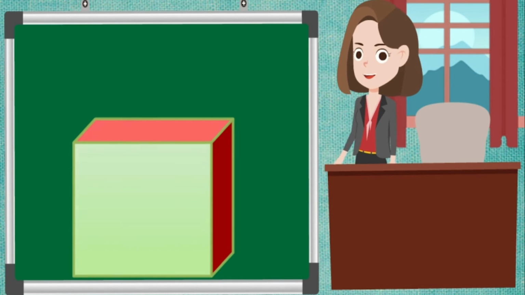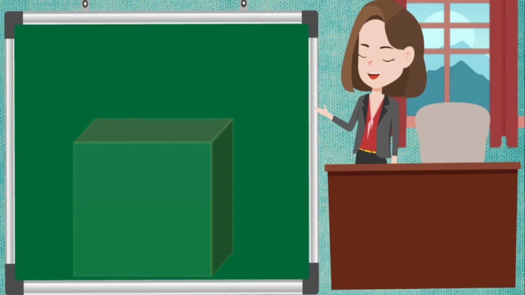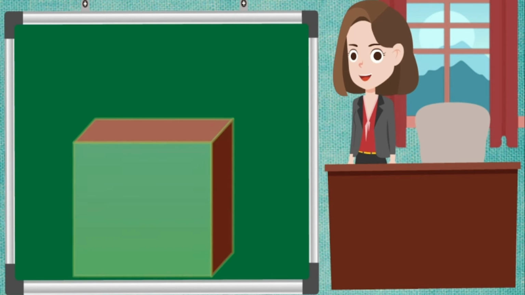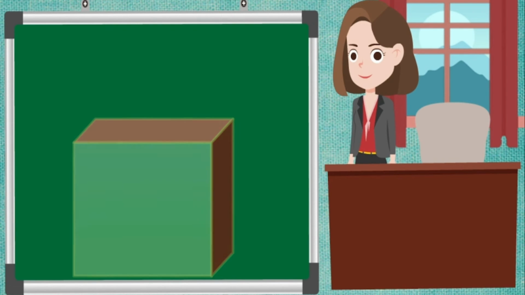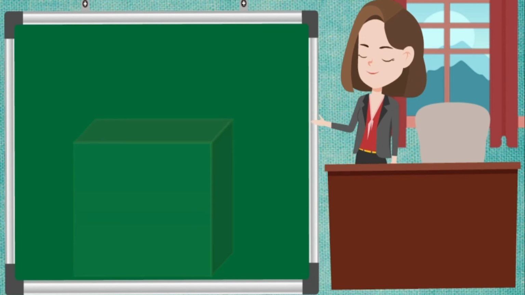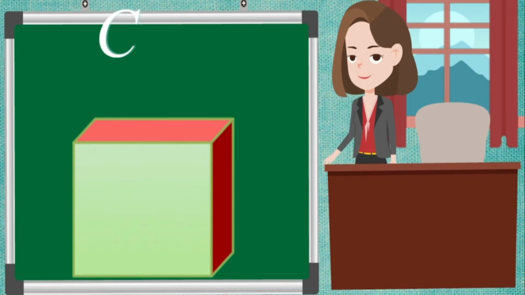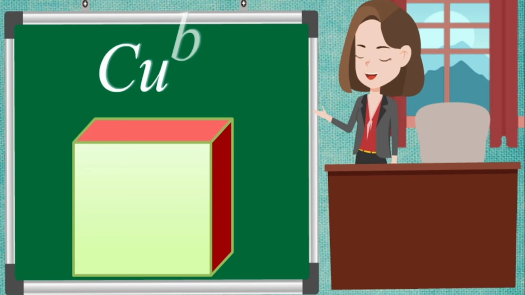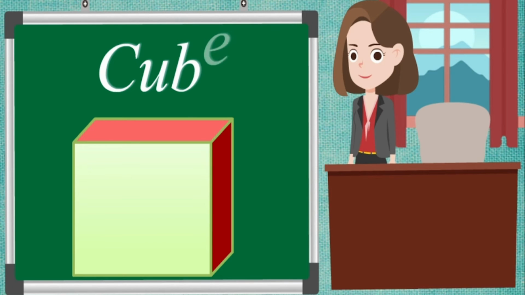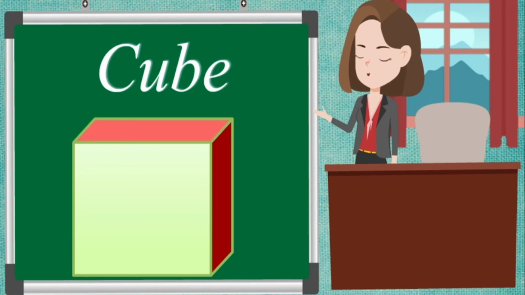This is a cube. It has 6 faces, 12 edges, and 8 vertex. It looks like a box. C U B E, cube.